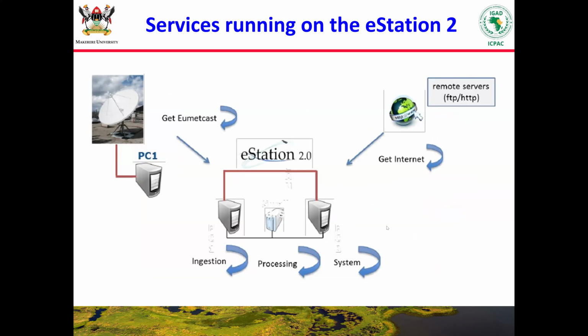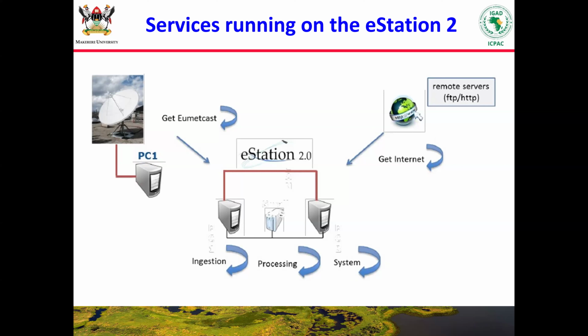So how do these three computers operate? The receiving station, like I said, is an antenna and the first computer, which is PC1. It does what we call the get EUMETCast service. We saw those services yesterday. This service is the one that allows PC1 to pick data from the satellite information that is coming from EUMETSAT into the antenna.